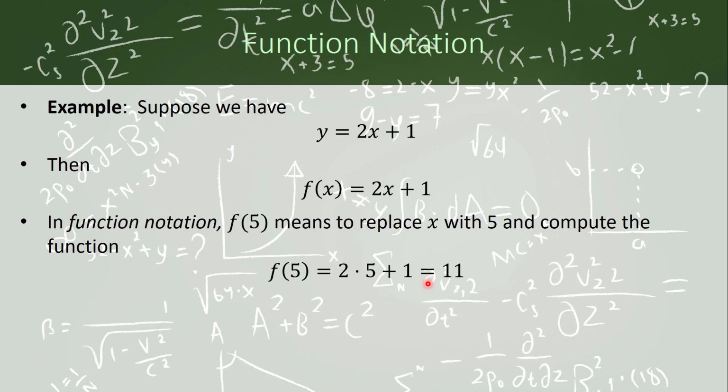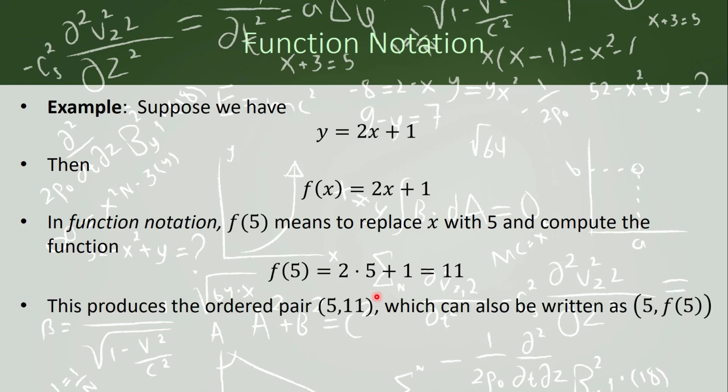And what this produces for you is an ordered pair, where the x value is 5, and the y value, or the output of the function, is 11. Or we can write this as (5, f of 5), where, again, this is basically equal to 11. We're just simply doing substitution. Here we have 11. 11 is equal to f of 5. We're just basically substituting that.